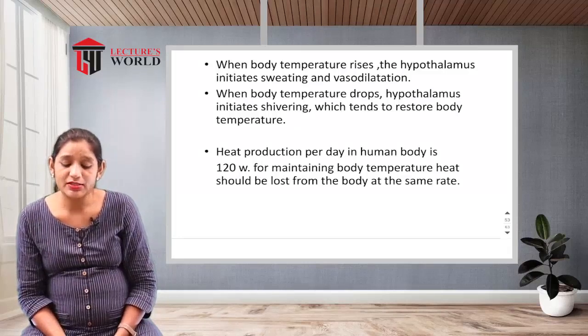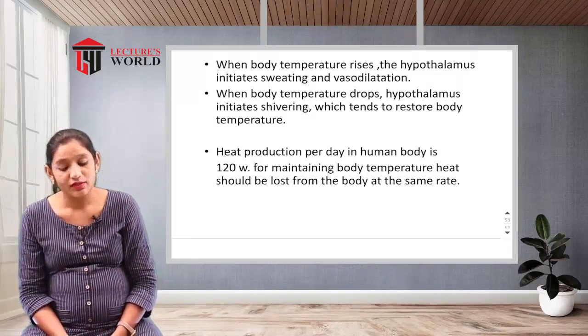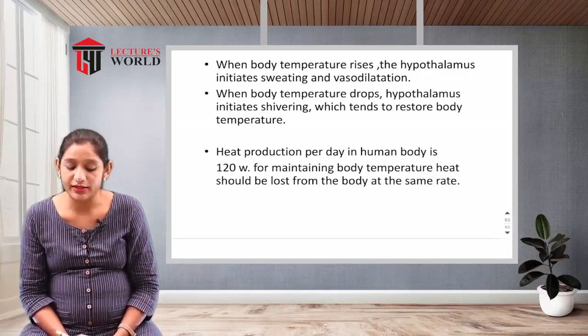When body temperature drops, the hypothalamus initiates shivering, which tends to restore body temperature.